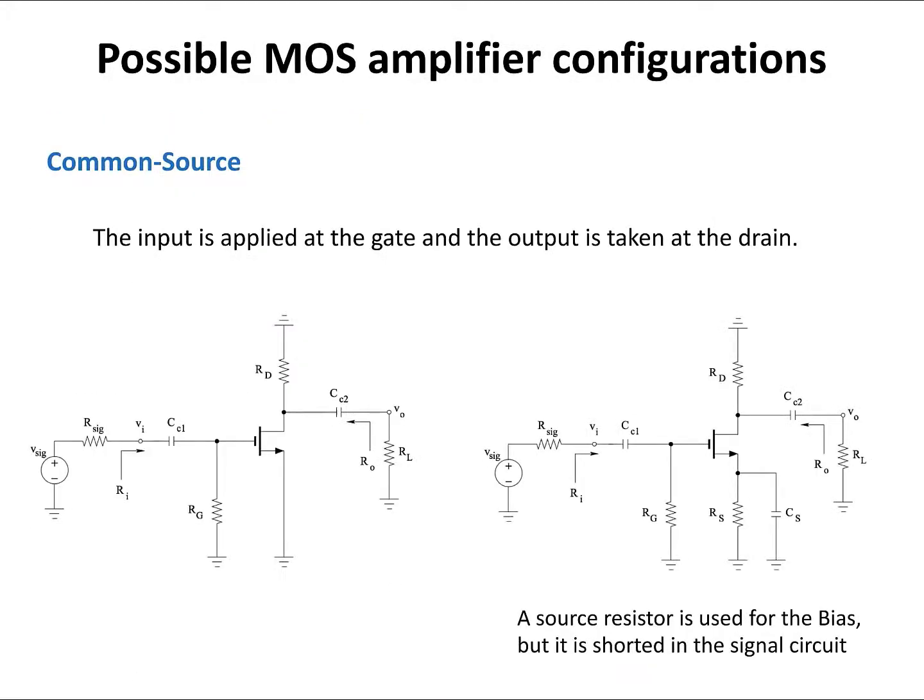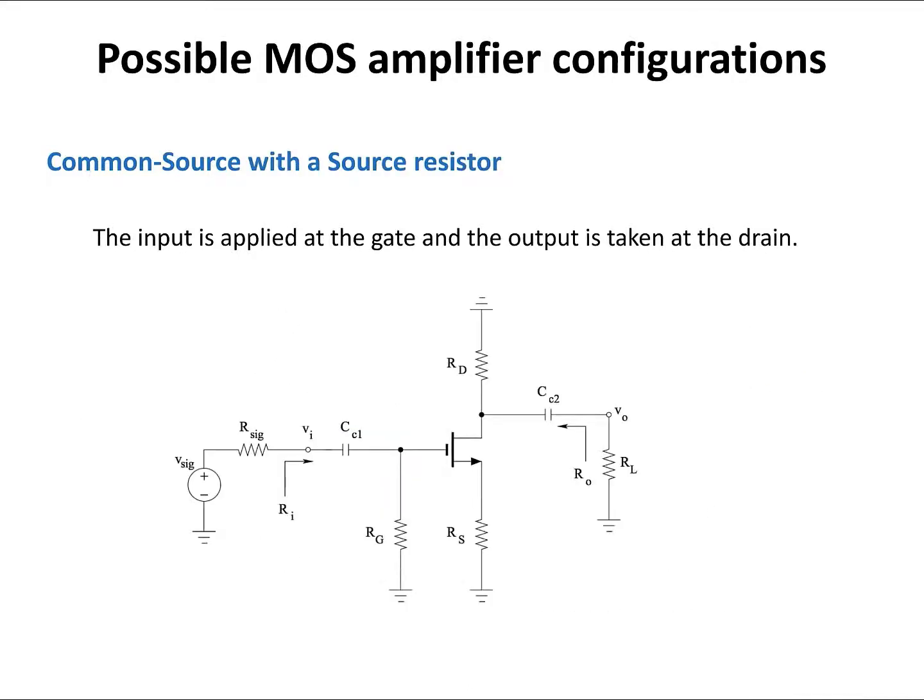In the common source configuration, the input is applied at the gate, but the output is taken from the drain. In both of these circuits, the input or V signal is applied at the gate and the output is taken from the drain through this capacitor. In the circuit on the right, a source resistor is used for the purpose of the biasing, but because there is a capacitor in parallel with that resistor, in the circuit analysis, we're going to replace that capacitor with a short circuit. So in the signal circuit, RS is going to be shorted. As a result, these two circuits are similar in terms of their signal circuits.